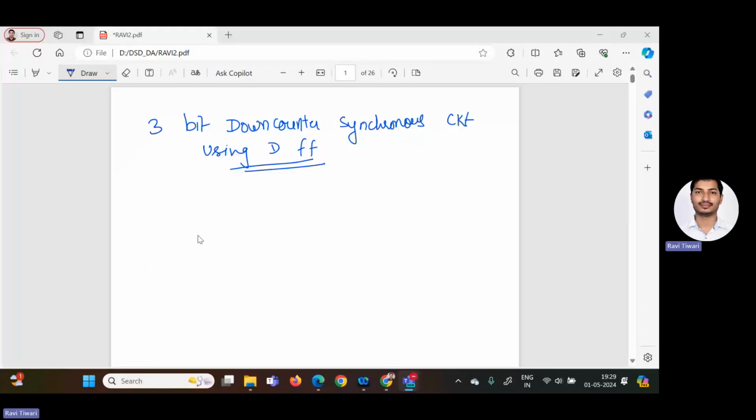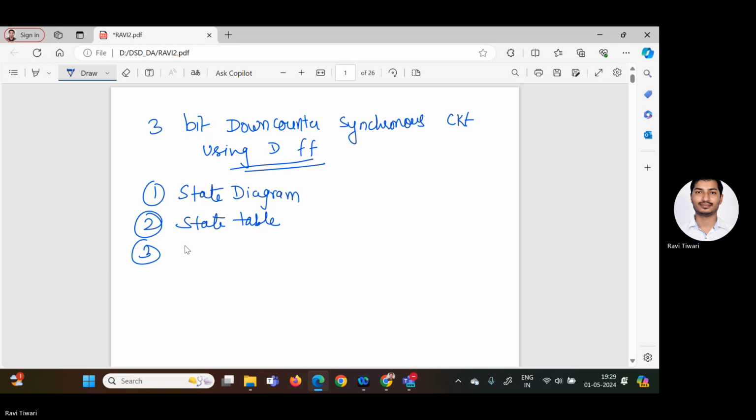Hello everyone. In this lecture, we will see how to design a 3-bit down counter synchronous circuit using D flip-flop. Here we will follow 4 steps to design such a circuit. First one is draw the state diagram. Second one is the state table. Third is the K-map to find out the inputs of D flip-flop. And the fourth, we will see the circuit diagram.